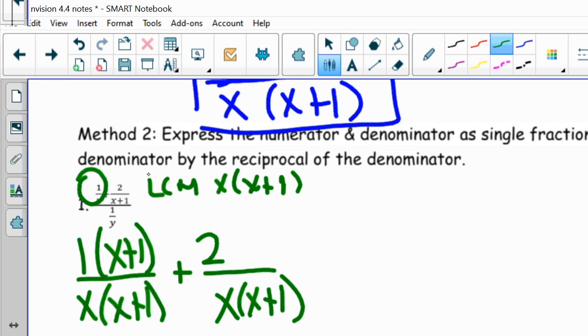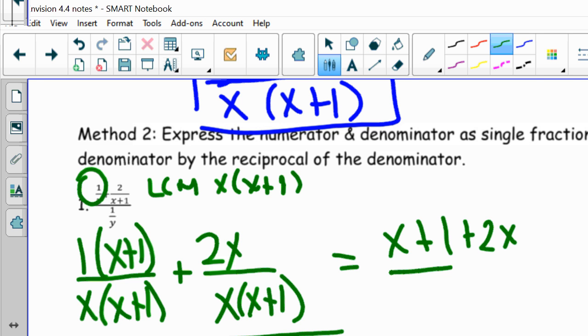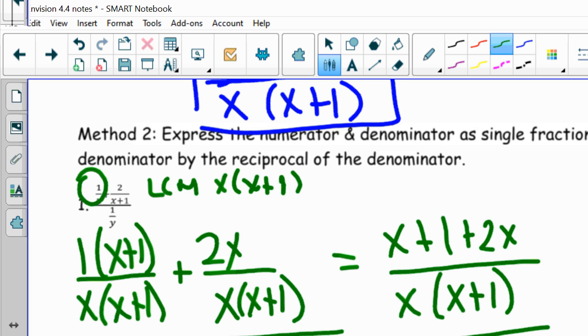That first one already had an x plus 1 in the denominator. It was missing the x. Over just 1 over y, it's down there all by itself, so I don't have to do that to the denominator. So now on top, I get x plus 1 plus 2x over x times x plus 1, all over 1 over y. Combine like terms, so I get 3x plus 1 over x times x plus 1 over 1 over y.